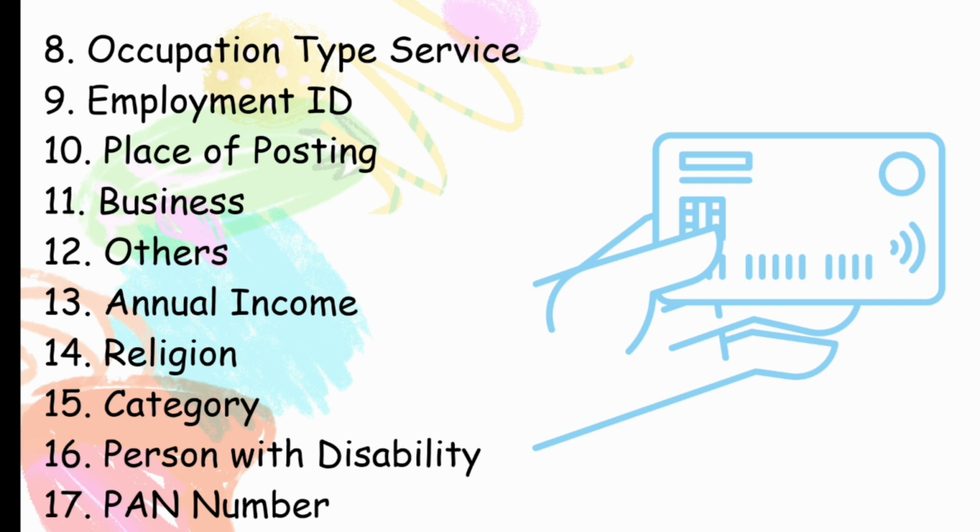And then you have something called religion and category, person with disability. If yes, give yes, otherwise no means no. And then you have something called PAN number. Whenever you go to bank, make sure that you take Aadhaar card, PAN card, black pen, blue pen in case, because certain banks will insist you write in black ink because of certain reasons. So make sure that you take all this, and 3 photos of yours.